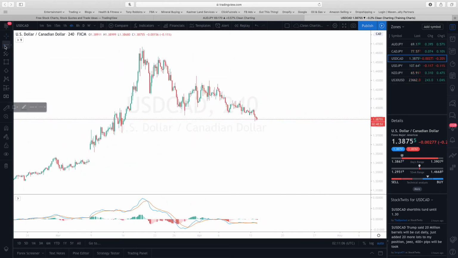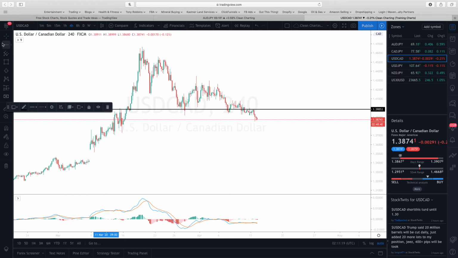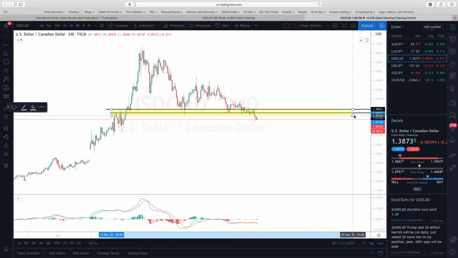Let's come up over here and grab our horizontal ray tool. Let's see, where has price rejected from? Go right there and right here, and then we're going to take our yellow box and we're going to draw that. So we see that price came down, broke through, or at some point came down, came and retested and rejected.